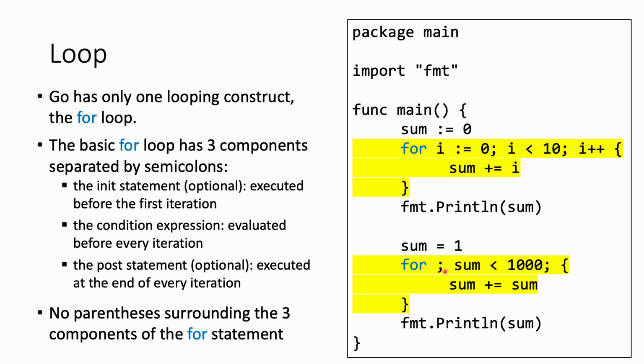In the second example, we omit the init statement, but we still assign sum equal to 1 before the for loop, so that's not part of the for loop. Then we check if sum is less than 1000, then we add the current value of sum to sum, which just doubles the value of sum. The post statement is nothing, so we don't do anything after adding sum to the variable sum. And finally we print out the variable sum.